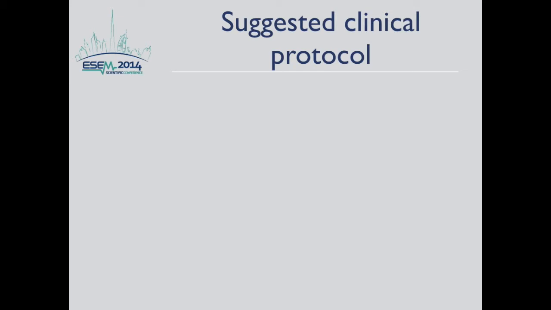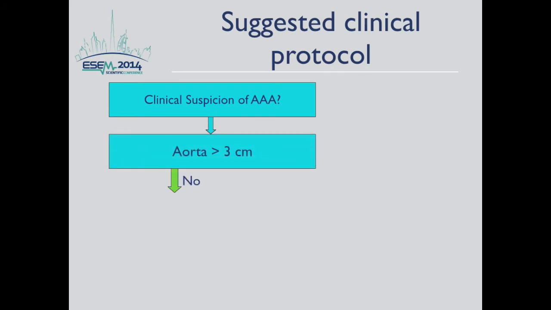There are a number of protocols that are published on how to incorporate ultrasound of the abdominal aorta into your clinical evaluation. So if you clinically suspect an abdominal aortic aneurysm, you perform your ultrasound exam. The key question to answer is: is the abdominal aorta greater than 3 cm? If the answer is no, then abdominal aortic aneurysm is ruled out and you should be looking for other reasons for the patient's presentation.